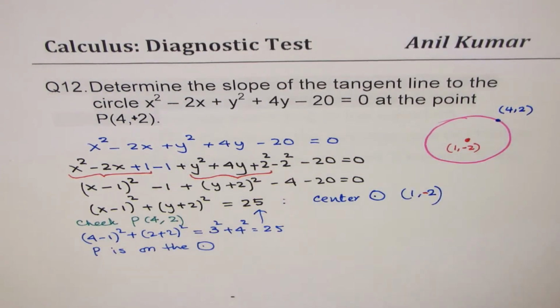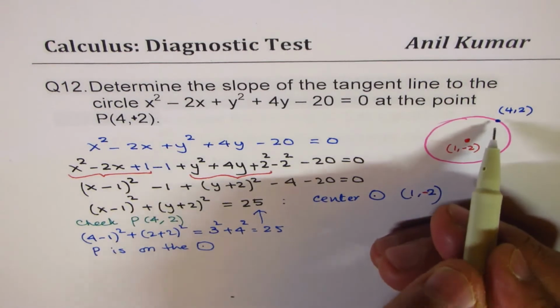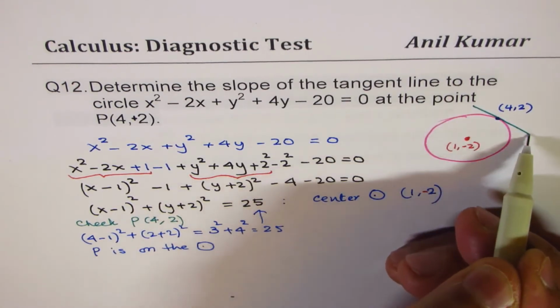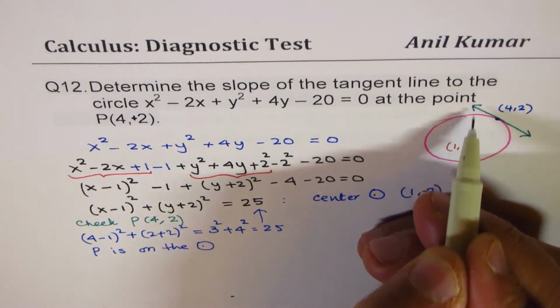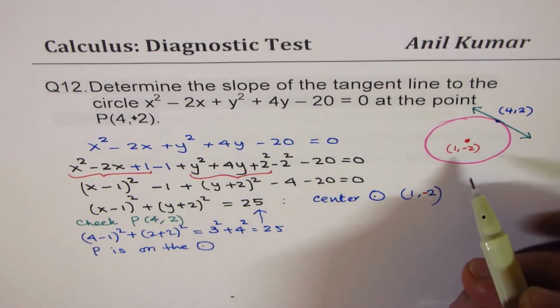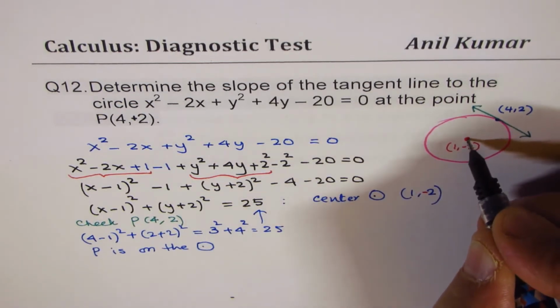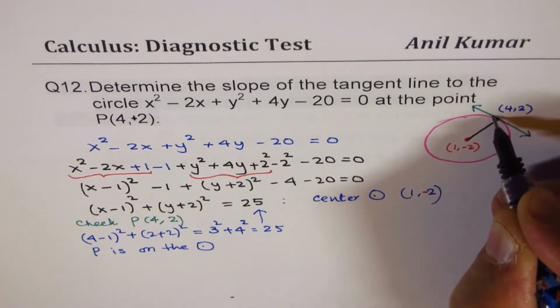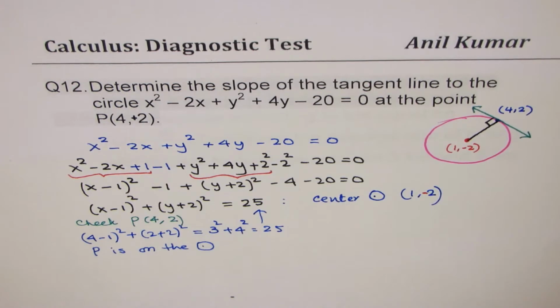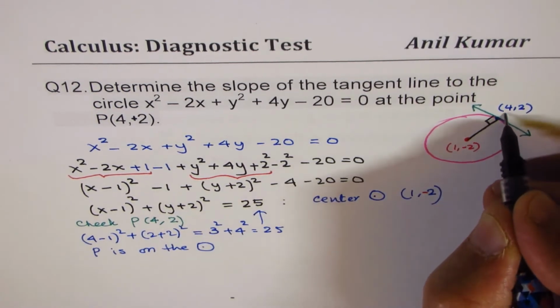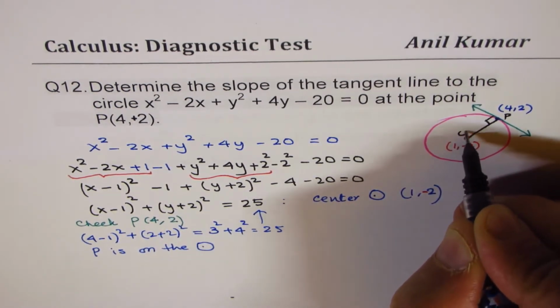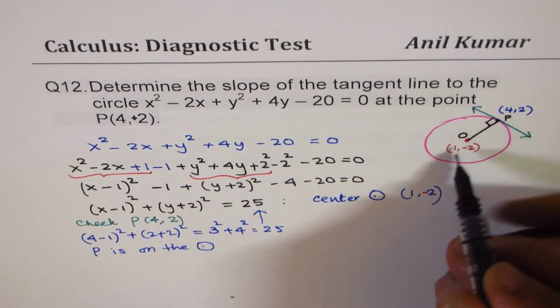We need to find the equation of the tangent line. So that should be something like this, kind of. Is that okay? So something like this. How do you find that? Well, simple. Now I think you should get it. If I join these 2 points, then we are expecting perpendicular. Is it okay? So this point P and the center O, we can find the slope of that.